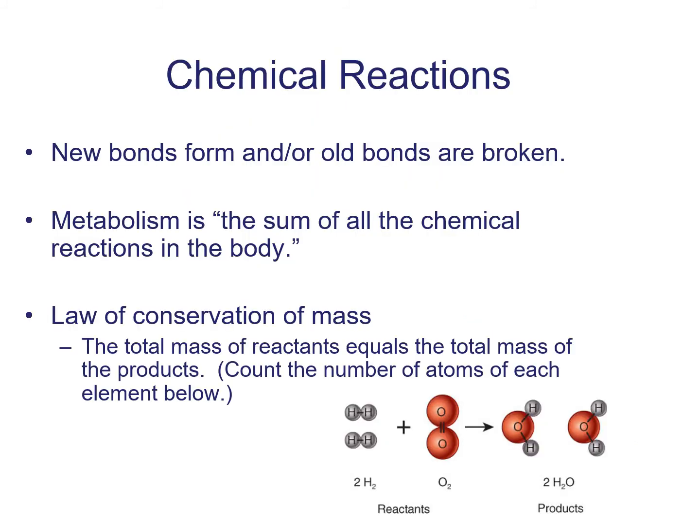So in any chemical reaction, bonds are going to be broken, new bonds are going to be formed. Metabolism within your cells is the sum of all the chemical reactions that occur in the body. And there are thousands of these reactions, and they're all interconnected. So the end product of one reaction might be used as the starting point of another reaction. But once again, just remember, in all of these reactions, we have conservation of mass and we have conservation of energy. So in this little example here, we're combining hydrogen with oxygen to produce water.